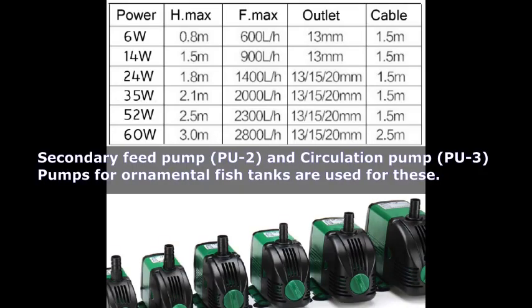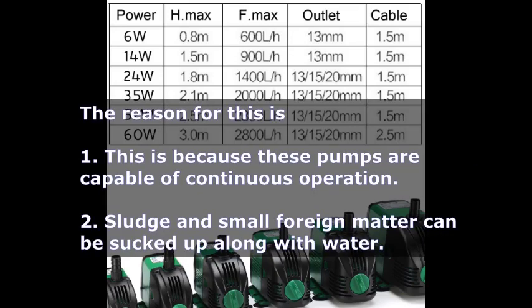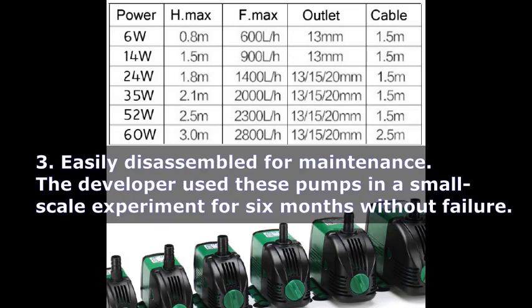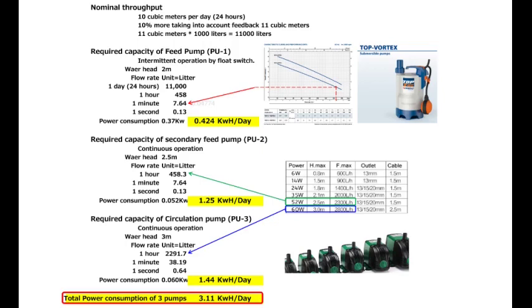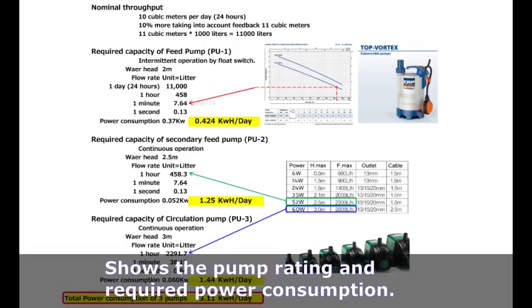Secondary feed pump, Pu2, and circulation pump, Pu3: pumps for ornamental fish tanks are used for these. The reasons for this are: 1. These pumps are capable of continuous operation. 2. Sludge and small foreign matter can be sucked up along with water. 3. They are easily disassembled for maintenance. The developer used these pumps in a small-scale experiment for 6 months without failure. This shows the pump rating and required power consumption.